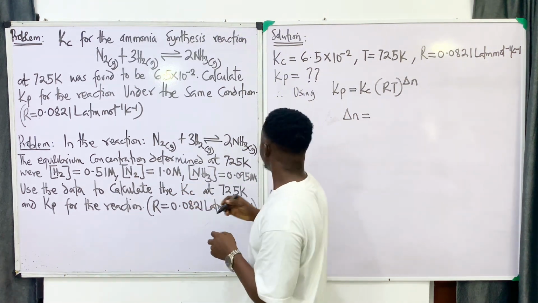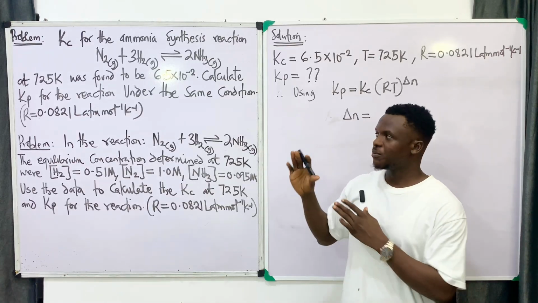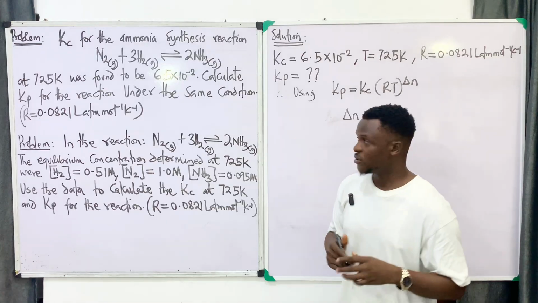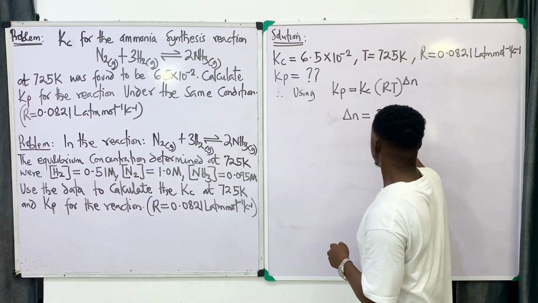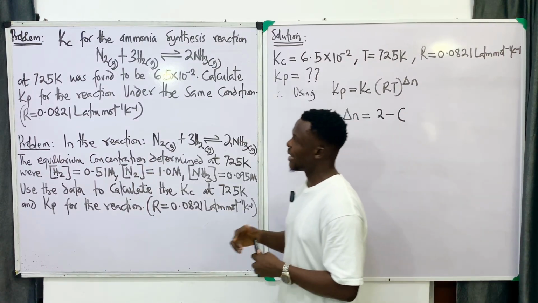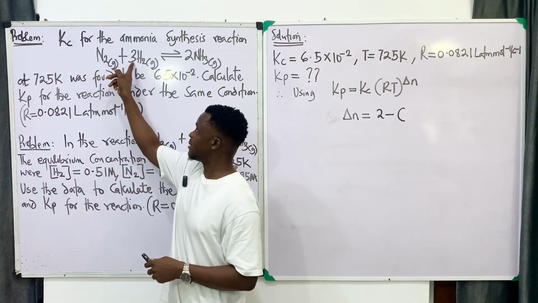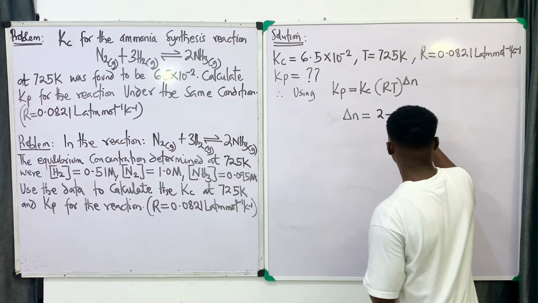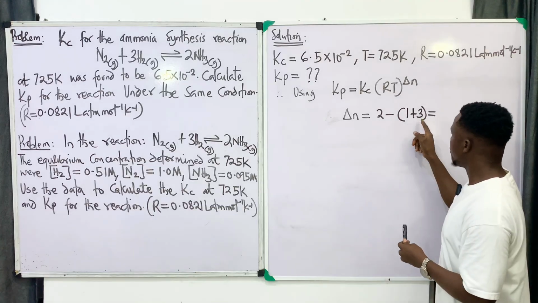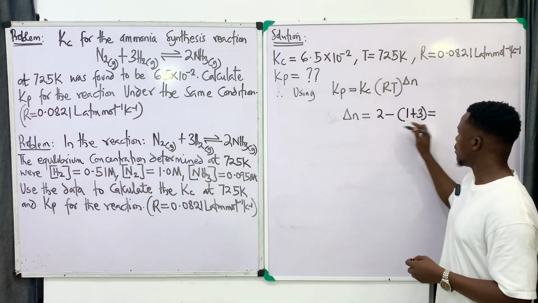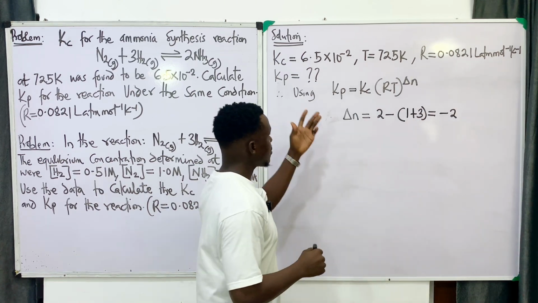All right. So we said delta N is the difference in the moles of the gaseous product and that of the reactant. The product in this case is ammonia, and what is the mole here? 2. 2 minus the reactants, nitrogen and hydrogen. The moles here are 1 and 3. So this becomes 1 plus 3, which is 4. 2 minus 4 is minus 2. So we have gotten our values.